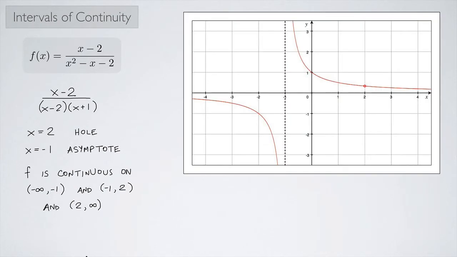Here's a graph of the function, and we see that indeed it is continuous up until we get to negative 1. And this is an infinite discontinuity here, where we have the asymptote. And then it's continuous again up until 2, where we have a removable discontinuity. And then it's continuous off to infinity.